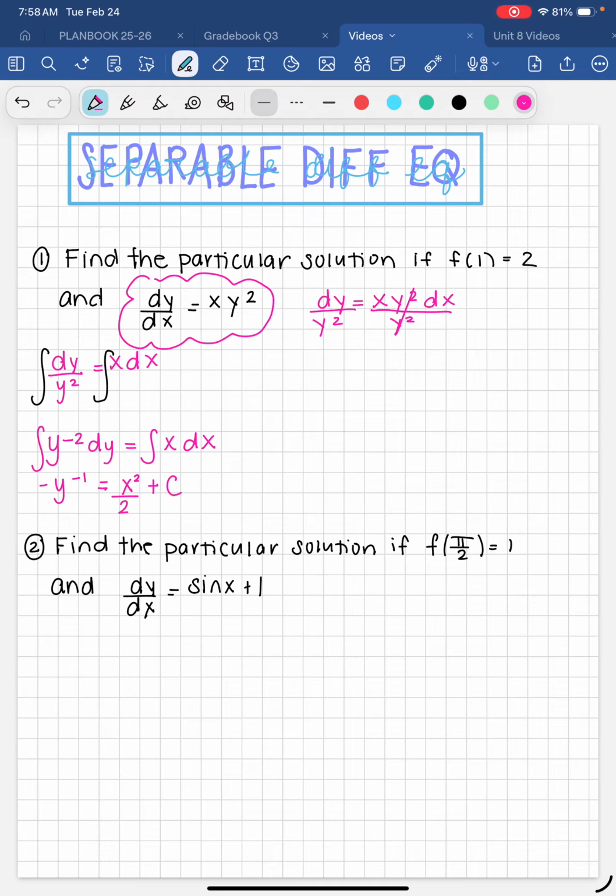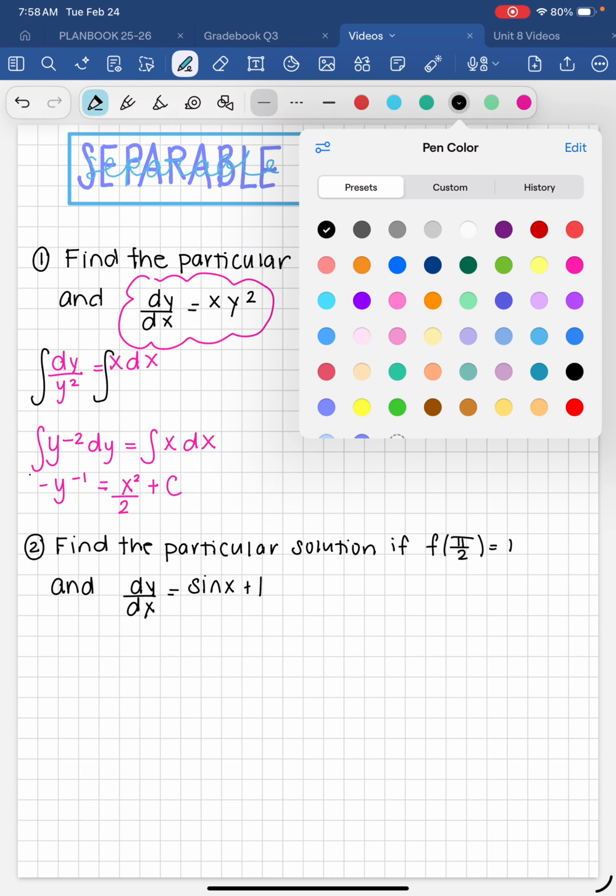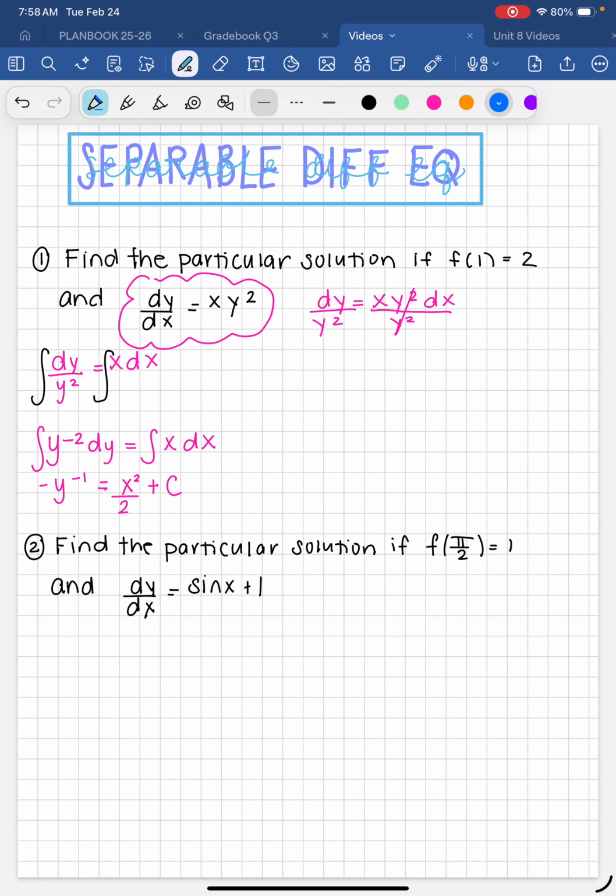You only have to add the plus c to the side with the x, because it's a constant, so it doesn't really matter. It's just proper notation usually to add it to the side with the x. So this right here that I'm going to box in blue is called the general solution to the differential equation. This is the general solution because it still contains the c.